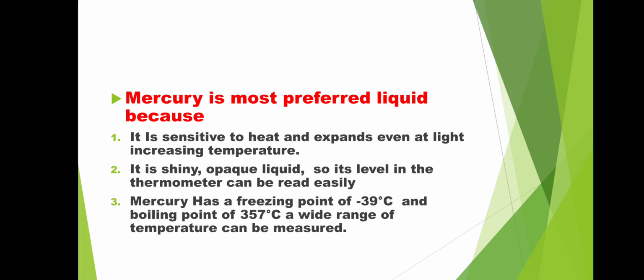Then why is mercury the most preferred liquid? Because of the following reasons. Because it is sensitive to heat and expands even at a slight increase in temperature. If the temperature increases even a little, it starts expanding. Secondly, it is a shiny opaque liquid, so its level in the thermometer can be read easily, and it does not stick to the wall of the capillary tube. And mercury has a freezing point of -39 degrees Celsius and its boiling point is 357 degrees Celsius. A wide range of temperature can be measured with the help of a mercury thermometer.